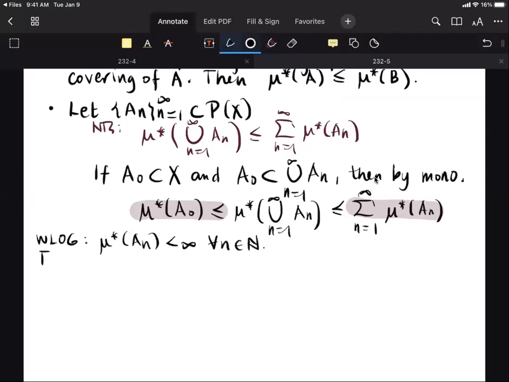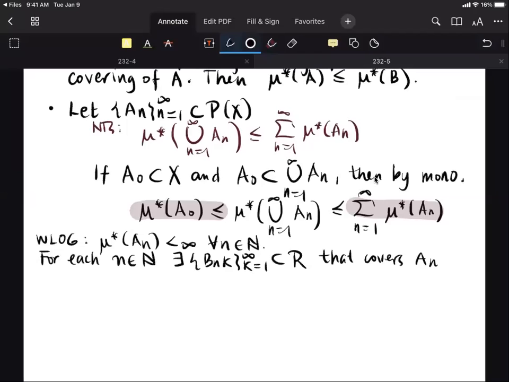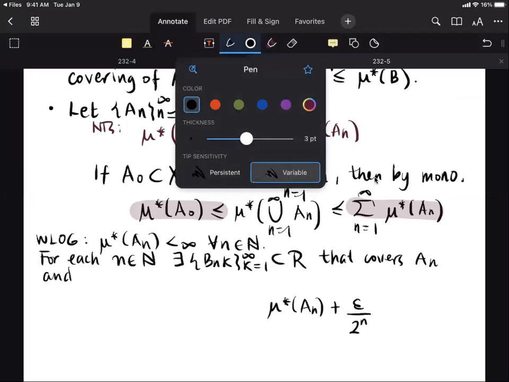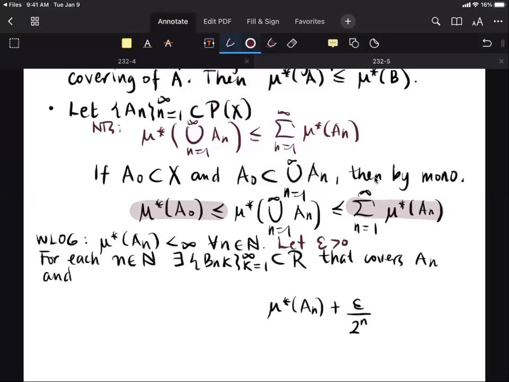Now, for each n, we can find a covering, let's say B n k, from 1 to infinity, consisting of elements in the ring, that covers the set A n, and okay, the outer measure plus some positive number, say epsilon, and we rescale this epsilon by dividing by 2^n, and that would be clear later. In fact, you can take any series that will converge to 1. In this case, let us take the geometric series 1 over 2^n. So what is epsilon? Let us take an arbitrary positive epsilon.